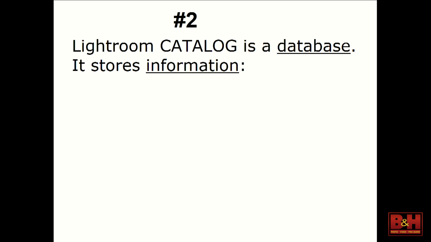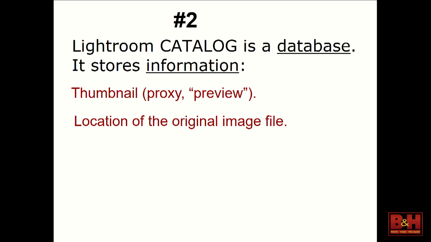The second part is the Lightroom catalog is actually a database that doesn't store your pictures, it stores information. One of the things it does is it makes a thumbnail from your original file. So what you're seeing in Lightroom is not your original picture, but what they call a preview, or a proxy, a stand-in image for your original file. It is not your original picture. It also knows where the original files are. Where on your hard drive or on your external hard drive are the originals?